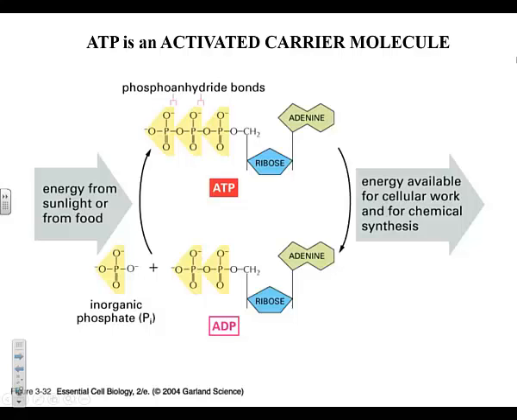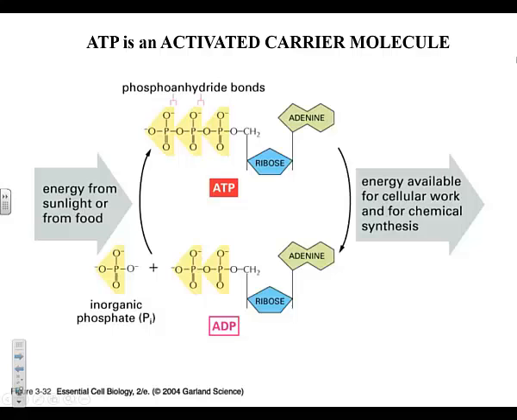So in the case of ATP, we already talked about how ATP can be generated either by photophosphorylation from the sunlight or from food, so by substrate or oxidative phosphorylation in those cells that don't carry out photosynthesis.